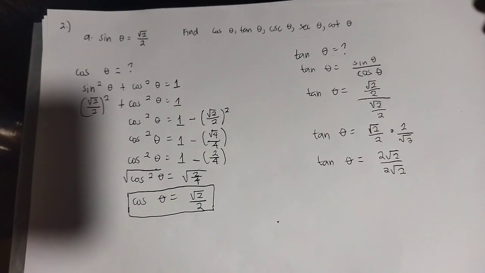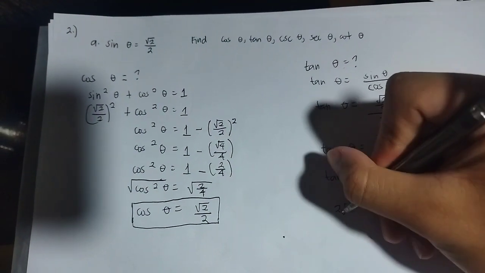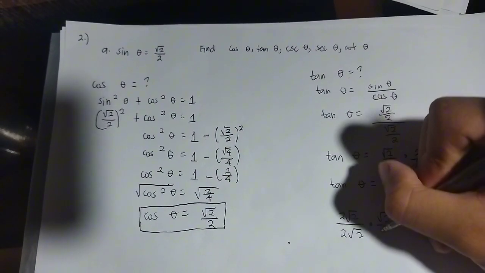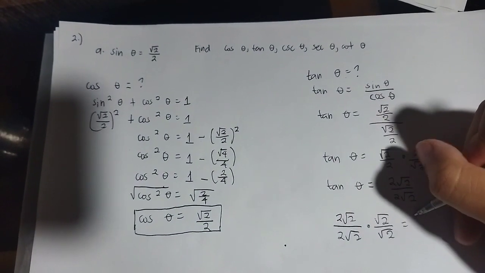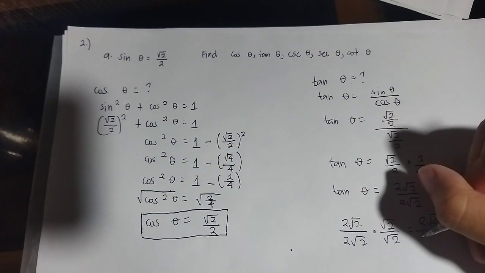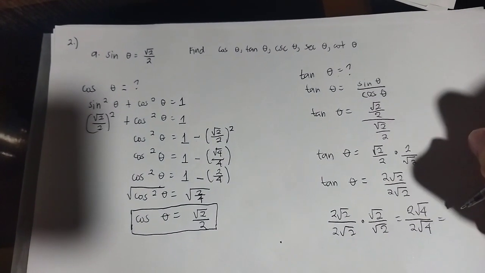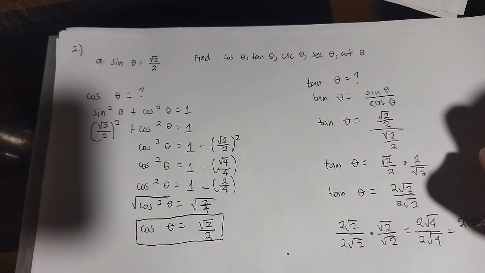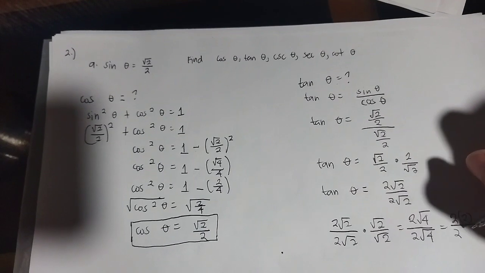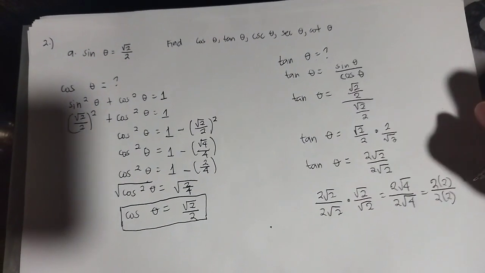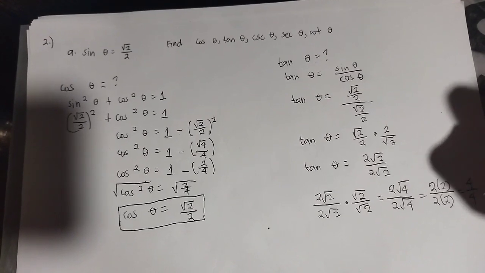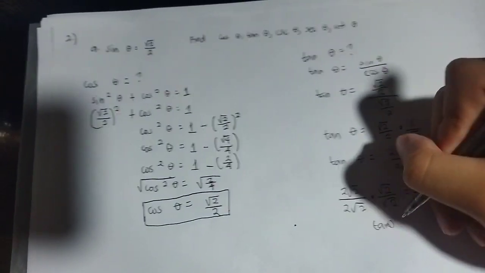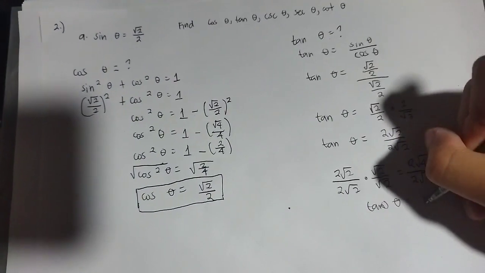Then rationalize. So we have 2 square root of 2 over 2 square root of 2 multiplied by square root of 2 over square root of 2. So we have 2 square root of 4 over 2 square root of 4. So we have 2, then square root of 4 is equal to 2, over 2 square root of 4 is equal to 2. So we have 4 over 4 or 1. So tan theta is equal to 1.